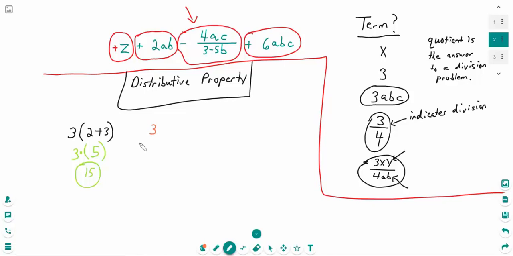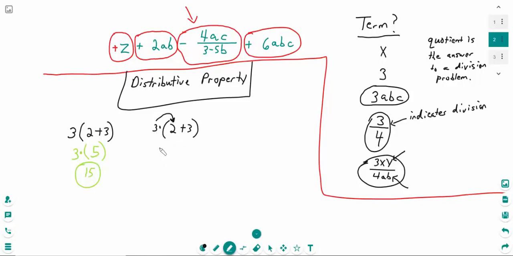And actually, you know what? We'll make this black. We're going to rewrite the problem. What if we go 3, 2 plus 3, and we say, okay, let's take this 3. We're not going to do parentheses first here. Let's take this 3 and the invisible multiplication sign, and we're going to take the 3 and multiply it by the 2, the first number inside the parentheses. All right? So we go 3 times 2.